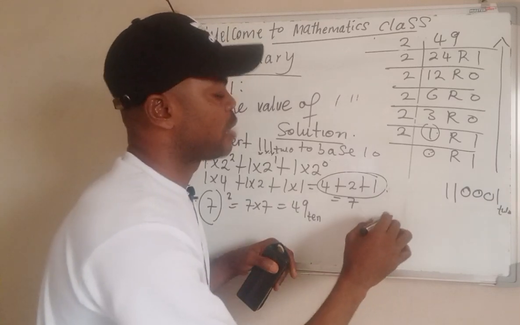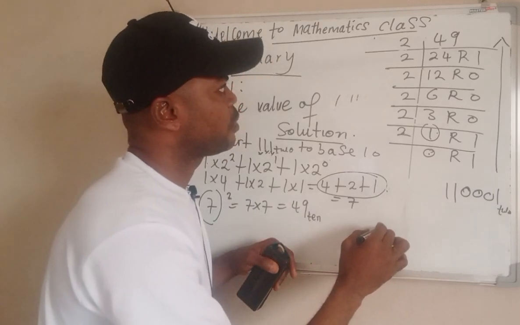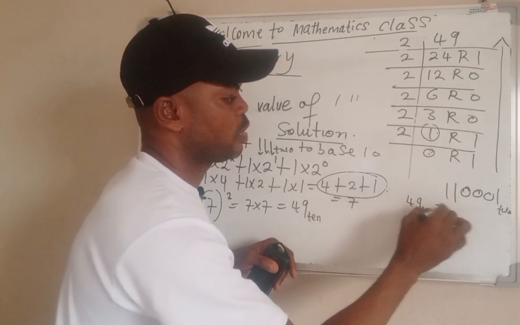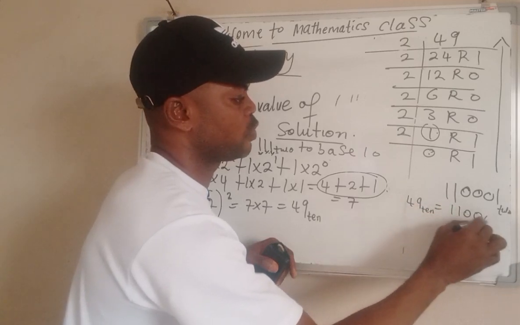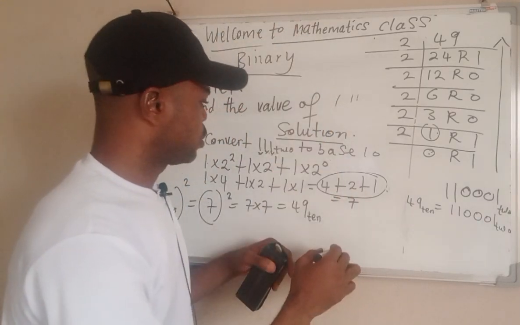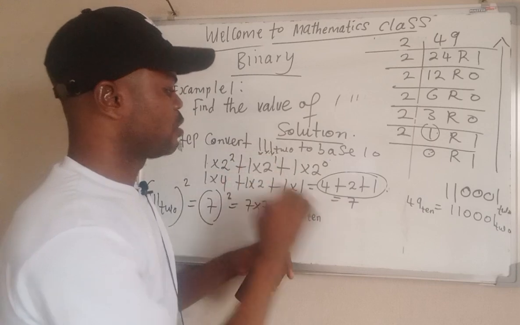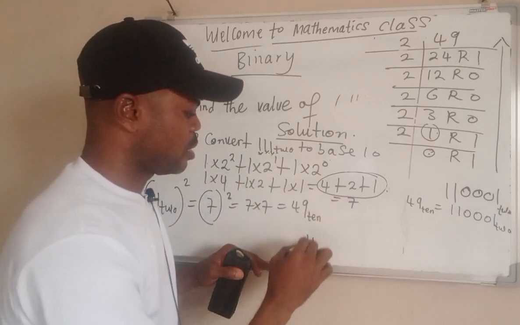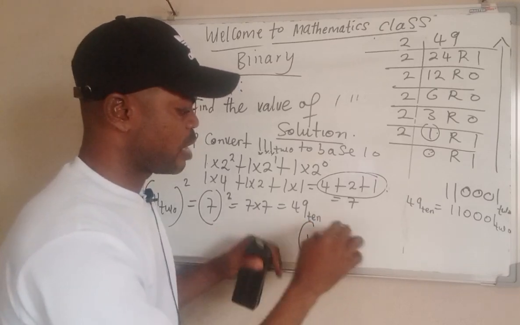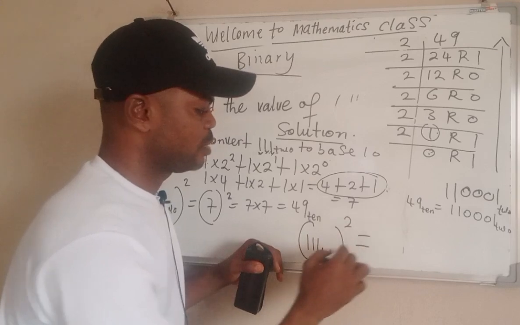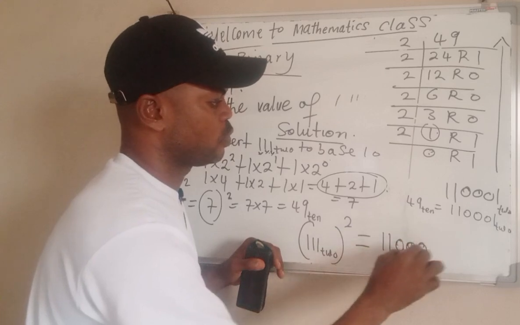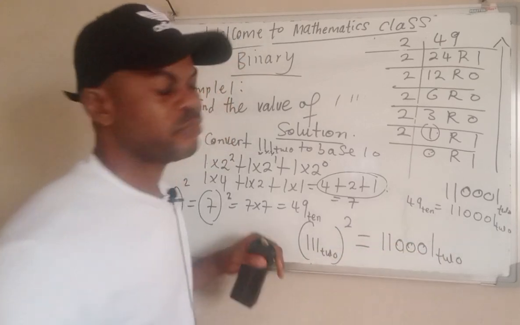So in conclusion, we write that 49 being converted to base 2 gave us 110001 base 2. And then in conclusion, the question given to us was, find the value of this. You write the initial question given to you, which is (base 2) raised to 2, and when converted, it's also in base 2. We give you 110001 base 2.